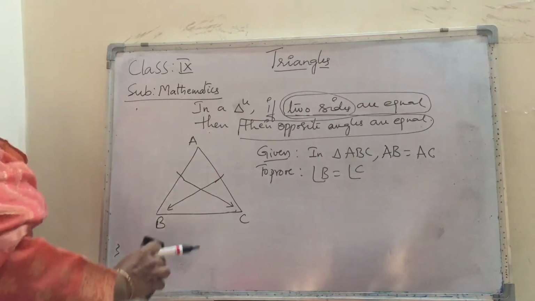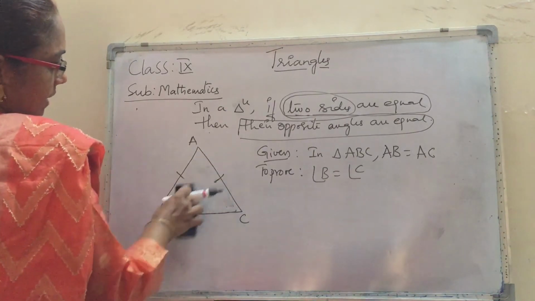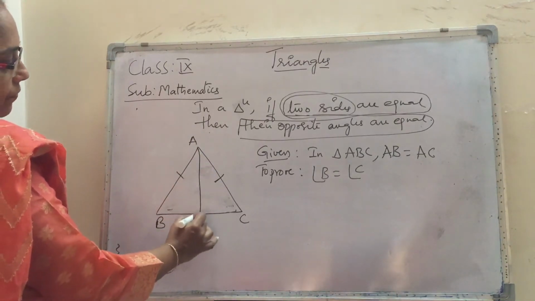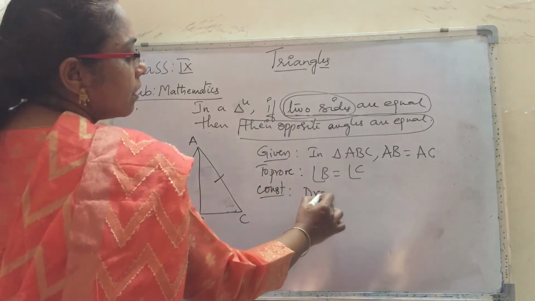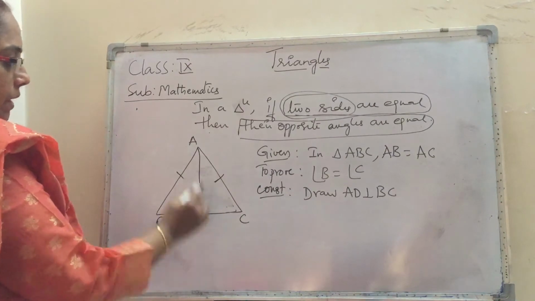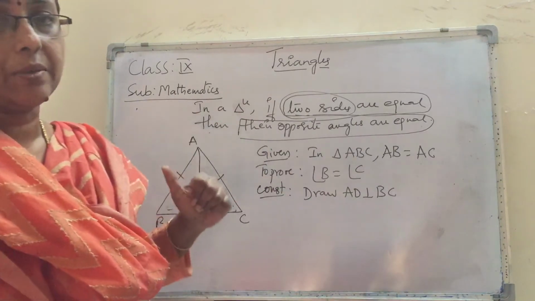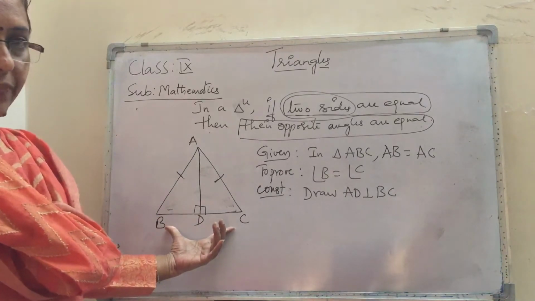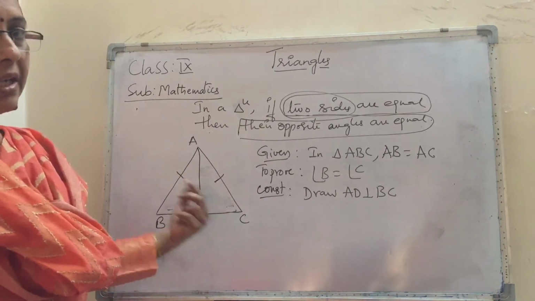Now, for proving this, we need one construction. So what is that construction? We draw one perpendicular. Draw AD perpendicular to BC. So AD is perpendicular to BC. Children, there are so many ways we can construct to prove this theorem. One of the ways is constructing AD perpendicular to BC. Perpendicular means at D, what is the angle forming here? 90 degrees and here 90 degrees.